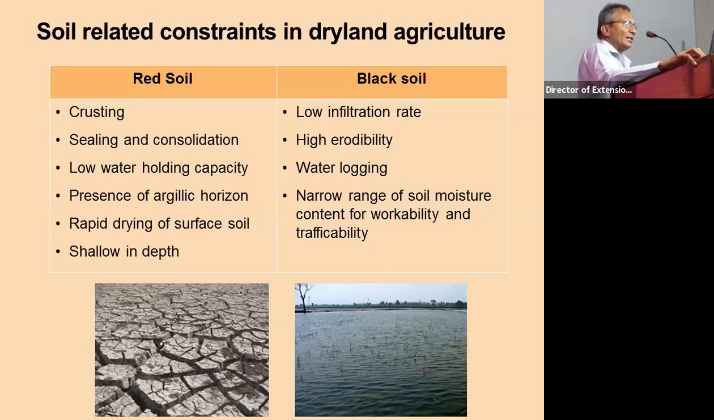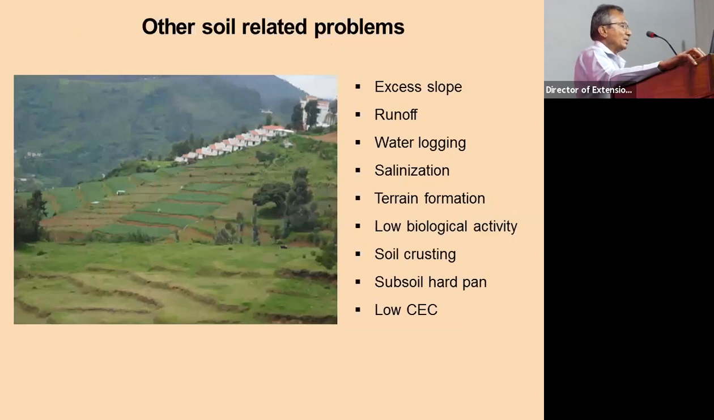So in the case of zero tillage or minimum tillage in conservation agriculture in the rainfed areas, we are recommending don't plough the soils frequently with heavy machines, or use rotavators. A rotavator will only invert or tilt the soils at very shallow depth and pulverize the soil at shallow depth; the deeper depth will be compacted. These are related problems in the case of slopy areas. Even in slopy areas we face this kind of drought. We heard that in the Nilgiris during summer, because of no rain, all tea gardens are drying. Excess slope leads to runoff, water logging in small areas, salinization, terrace formation, low biological activity, soil crusting, subsoil hard pan, and low cation exchange capacity in slopy areas.